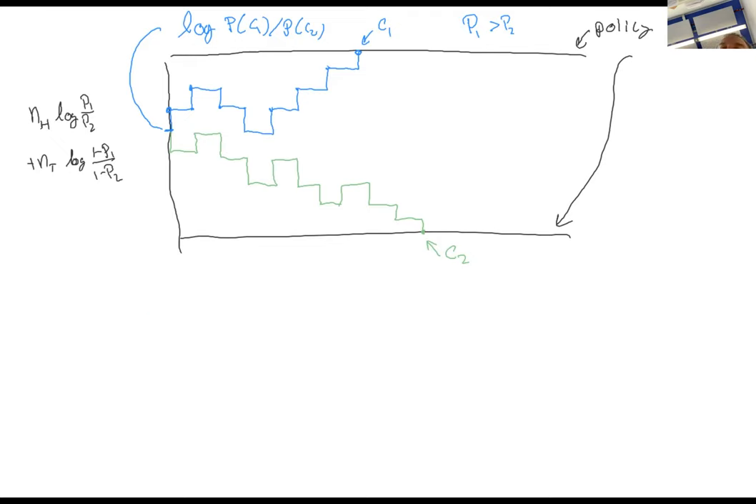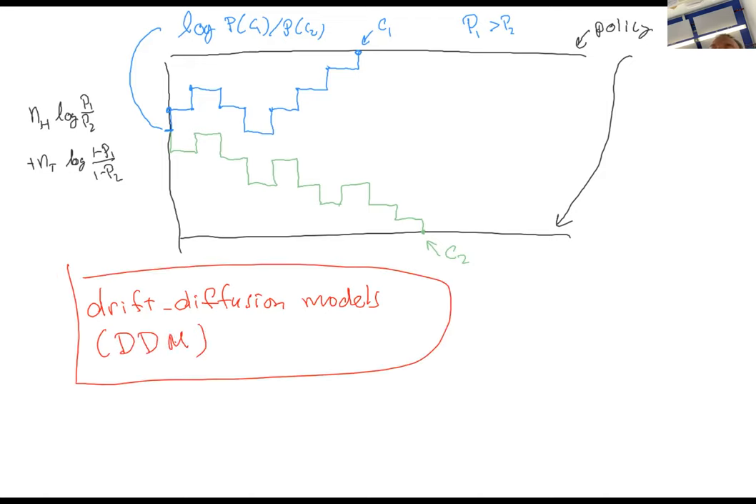They're called drift diffusion models, also known as DDM. Everything in this field has initials. And the reason they're called drift diffusion is because given a coin, there's going to be some average drift, given by the average value of this quantity, could be positive or negative. But on top of that drift, there's going to be some random noise. And the random noise, of course, makes it harder.